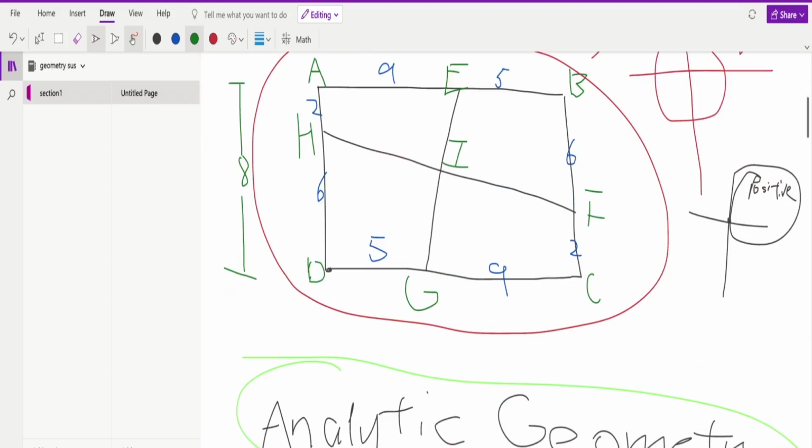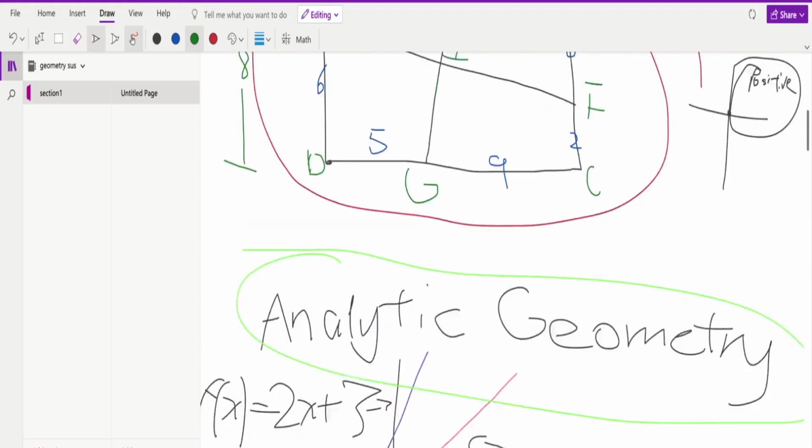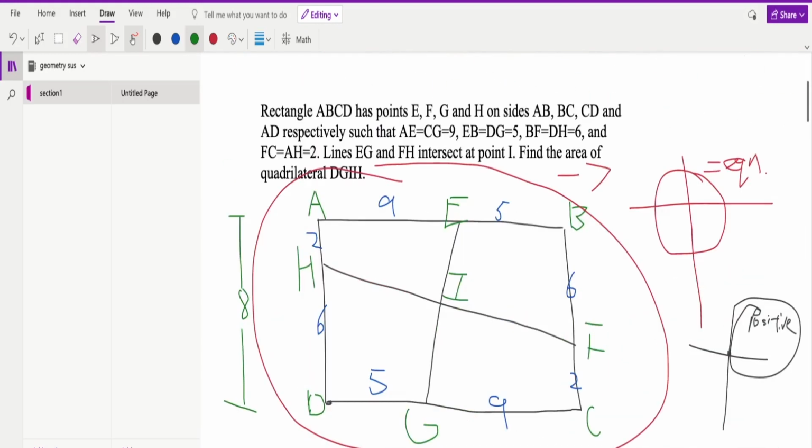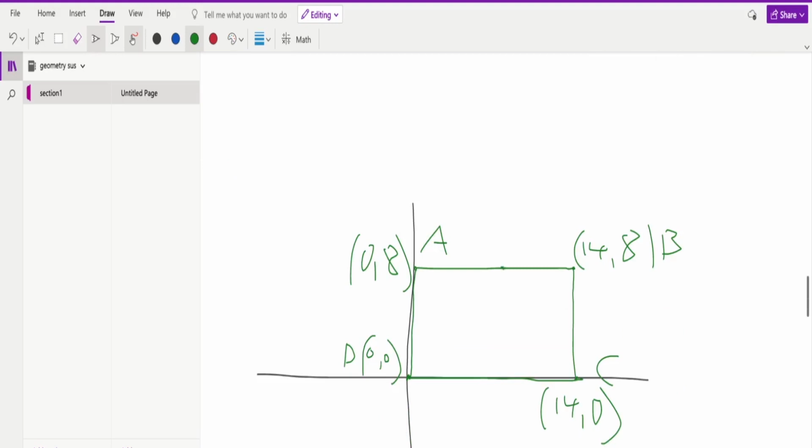And now we go to B. B is 8 units above C, so 8 units above C would be 14, comma 8, and that would be B. And now we draw our line, and now we want to put in these points E, F, G, and H because they're on sides AB, BC, CD, and DA. And you're going to start with E. E is 9 units right of A, so here's A. 9 units right of A would be 9, comma 8, and that would be E.